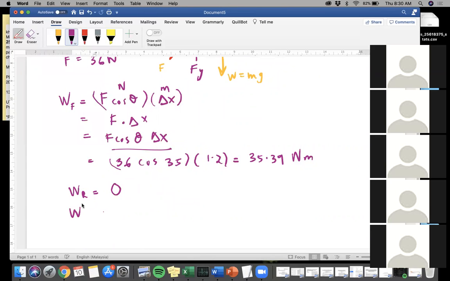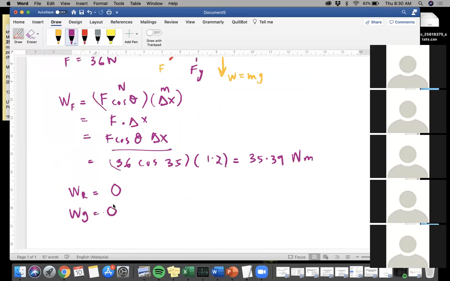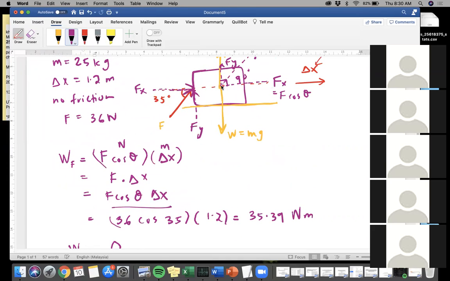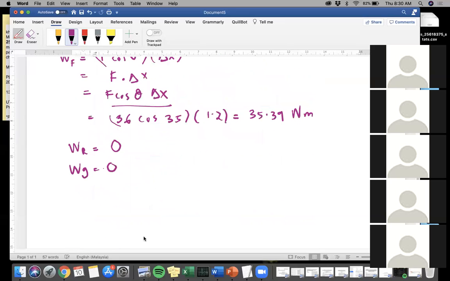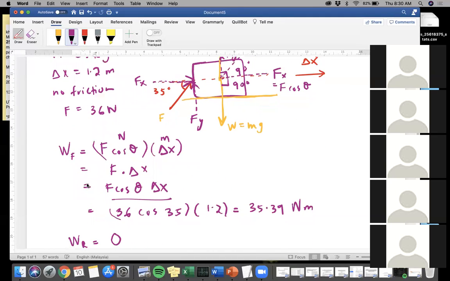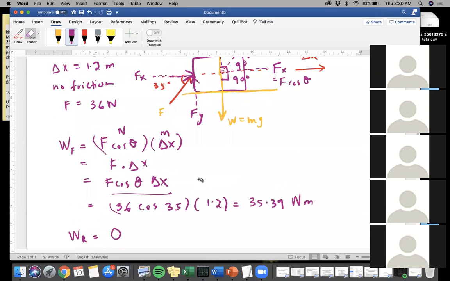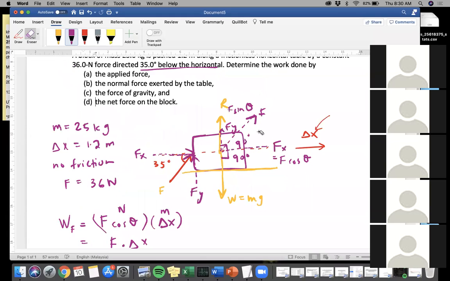And then we have work done by gravity. Of course, this is also 0, because gravity is this way and displacement is this way. So 90 degrees, you don't have to calculate, you already know it's going to be 0. And then the last one is the net force on the block. We have to calculate this one. So what is the net force on the block that is relevant to work done? So we determine the work done by the net force.